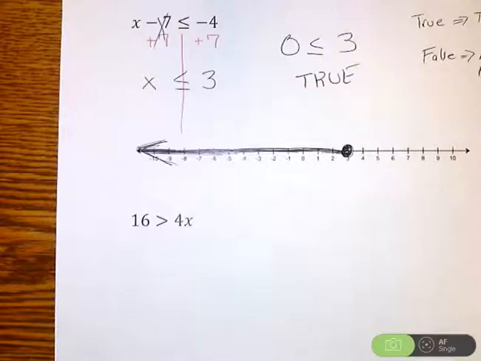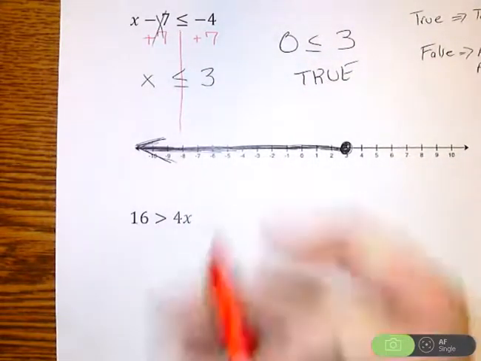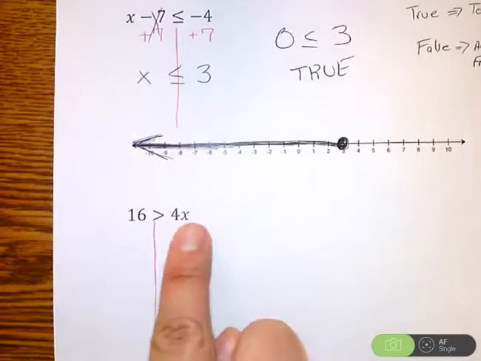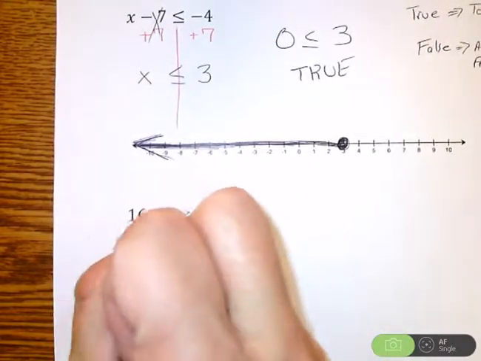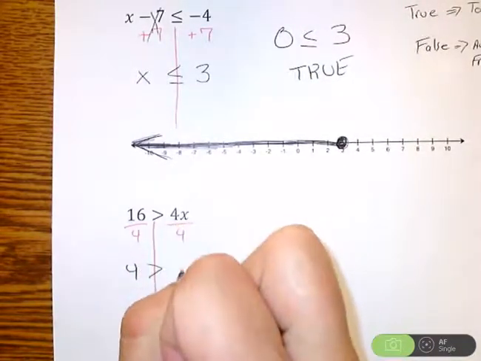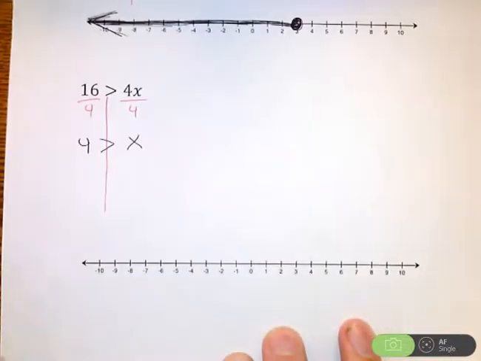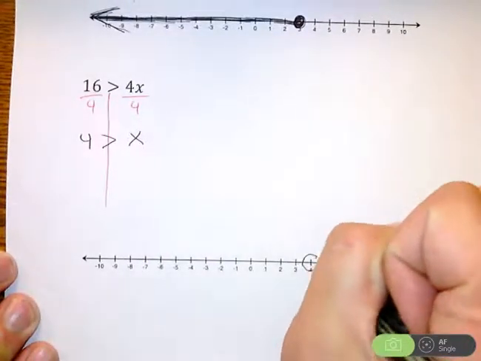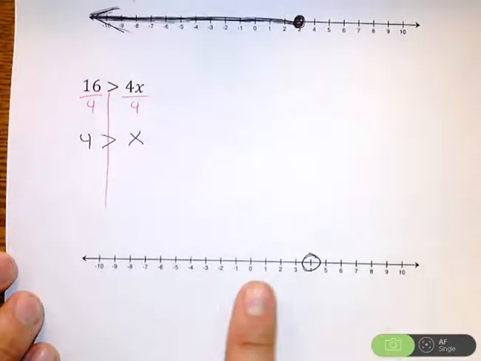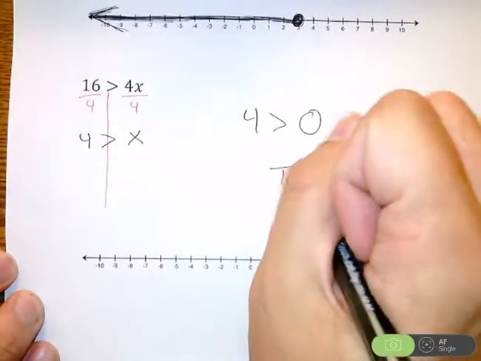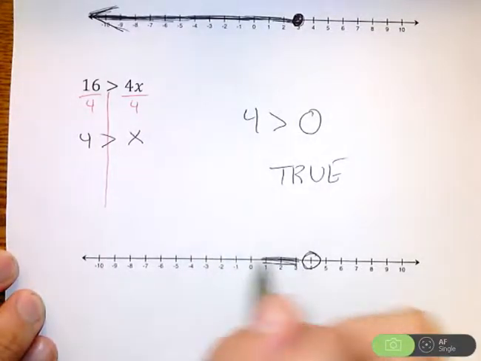So now that we have a quick overview, I'm going to go a little bit faster. So 16 is greater than 4x. Again, we're trying to get the x by itself, so the focus is on the right side. This is multiplication, so I'm going to divide by 4, divide by 4. So I have 16 divided by 4, which is 4, is greater than x. So 4 is greater than x. I'm going to go to 4, and I should have an open circle. I'm going to plug in 0 and see if it's true. If it's true, I'm going to shade towards 0. If it's false, I'm going to go away from. So I have 4 is greater than 0, which is true. So I'm going to go towards 0, to the left here.